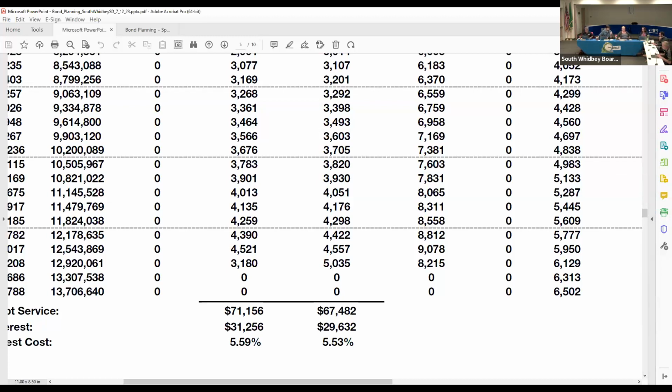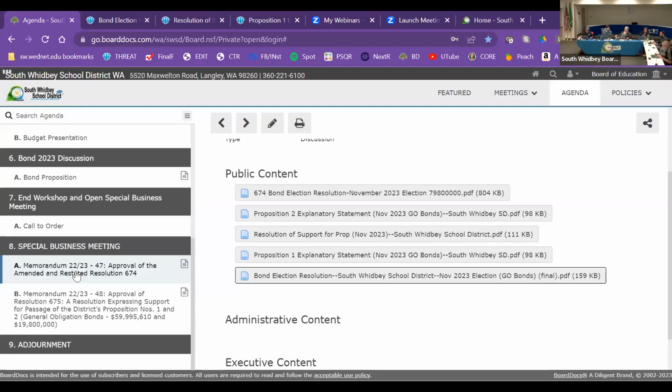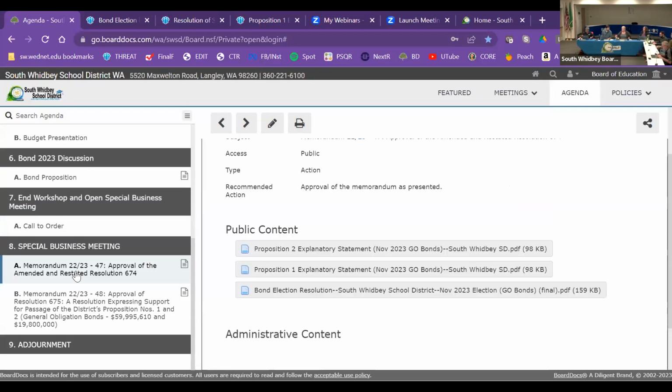I'm calling to order the special business meeting of South Louis School District. We have 2 items on the agenda. First is memorandum 2223-47, approval of the amended and restated resolution 674. This is the amendment to split it into 2 parts and the contingent parts. We've just had this discussion, but for form's sake, is there any discussion to be had for this?